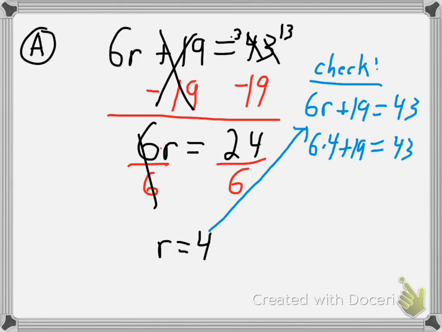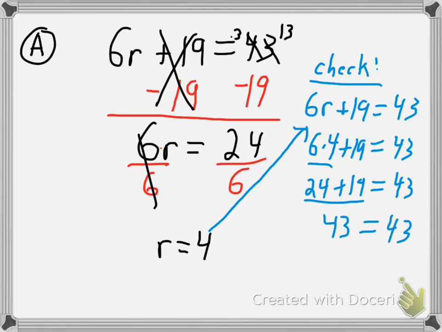Now I just follow order of operations. 6 times 4 is 24. Bring down my plus 19, and my equals 43. And then 24 plus 19: 9 plus 4 is 13, carry the 1, 2 plus 1 is 3, plus 1 is 4. So 43. Does 43 equal 43? Yep. So I know that is my correct answer. Let's do another example.